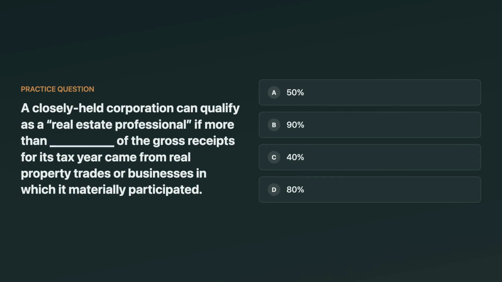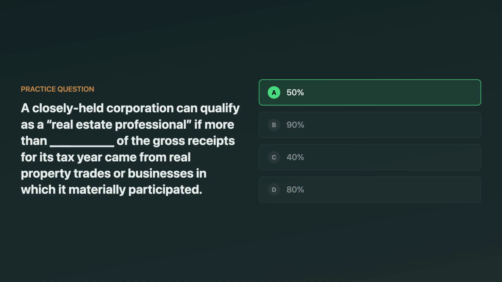A closely held corporation can qualify under the real estate professional type rule if more than what percentage of its gross receipts for the year came from real property trades or businesses in which it materially participated. The options include 50%, 90%, 40%, and 80%. Think about it.